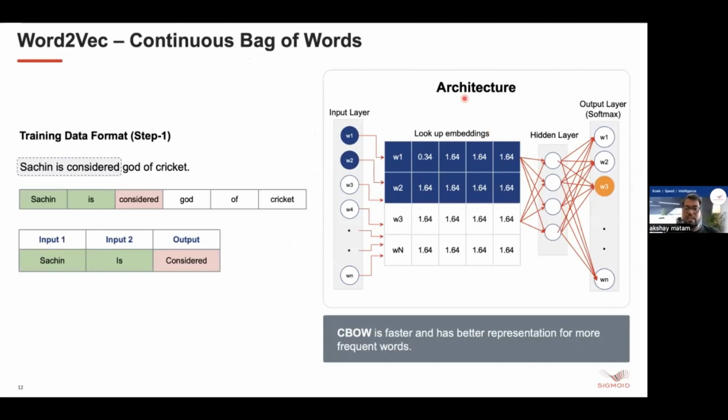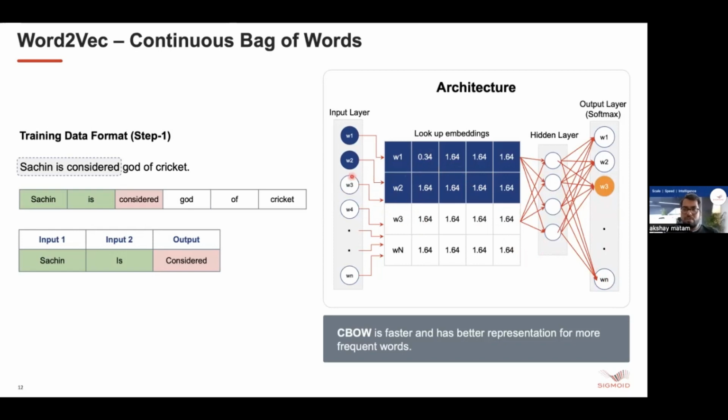So looking at the architecture, we have an input layer here, and we have initiated embeddings randomly with numbers for each keyword, based on the hyperparameter length which we are going to give. And we'll have one hidden layer over here, and an output layer which is the length of the vocabulary which we have. So this is how we have the architecture of word-to-vec.